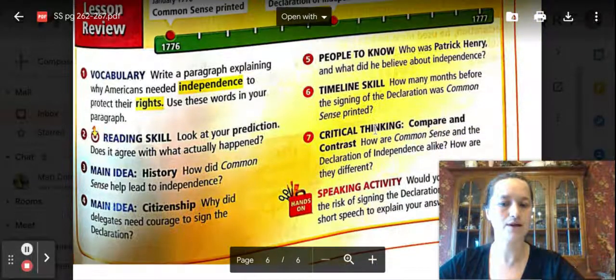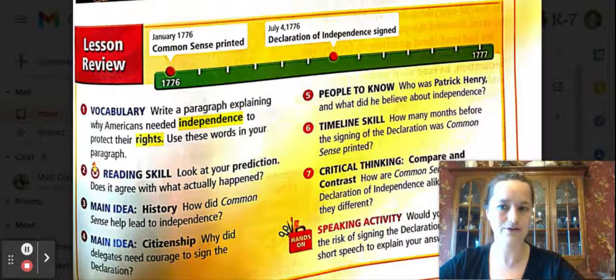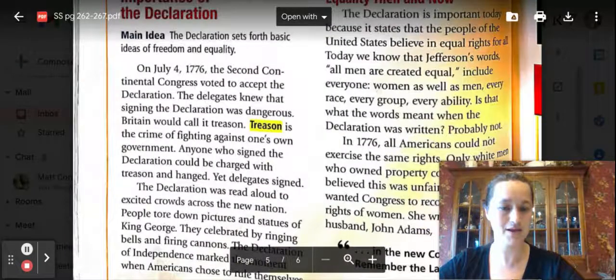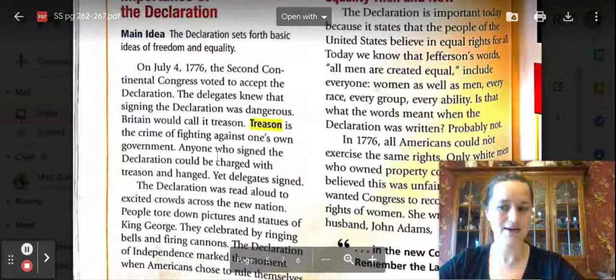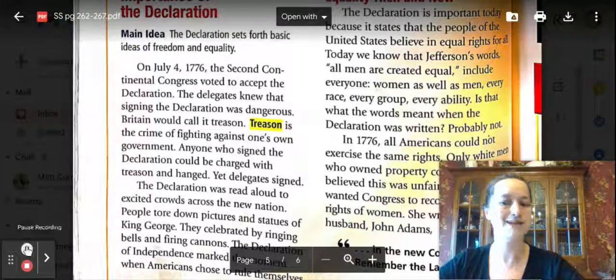What do you think is going to happen next? We signed that Declaration of Independence. Do you think that Great Britain's going to be happy about it? What do you think Great Britain is going to do? You will find out in our next lesson.